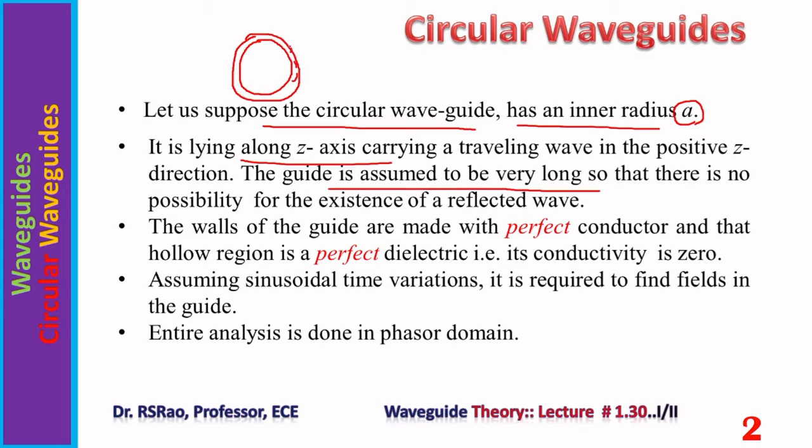The cross section is like this. This is the wall. It is assumed that the wall is made of a perfect conductor. This is the hollow region. The hollow region is assumed to be a perfect dielectric. Perfect conductor means sigma tending to infinity, conductivity very high. Dielectric means sigma tending to 0. But in practice, sigma equal to 0 and sigma tending to infinity are both not achievable. In the analysis, we assume sinusoidal time variations, and the entire analysis is done in the phasor domain.